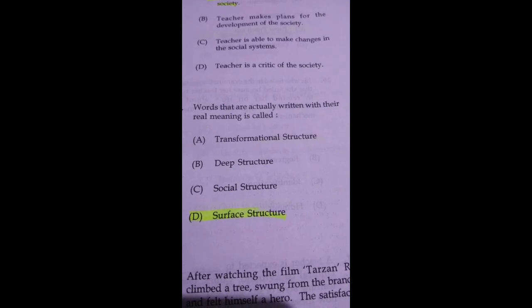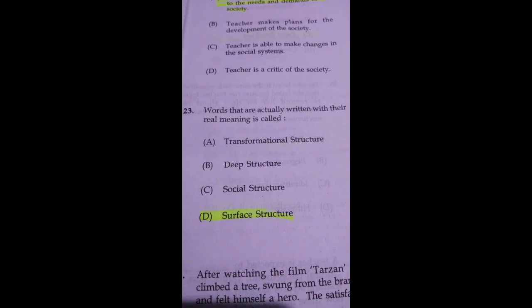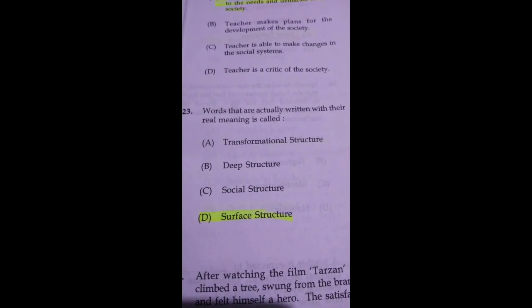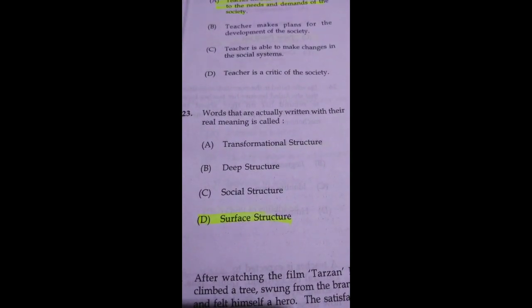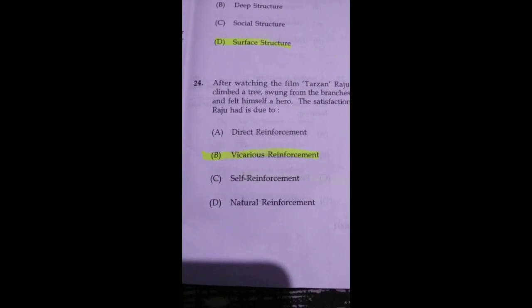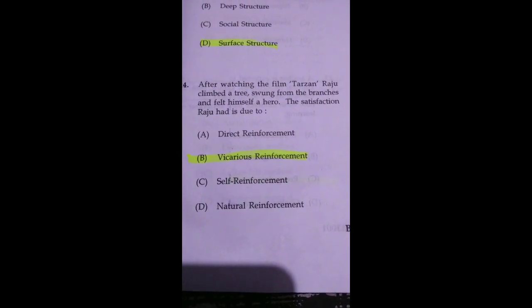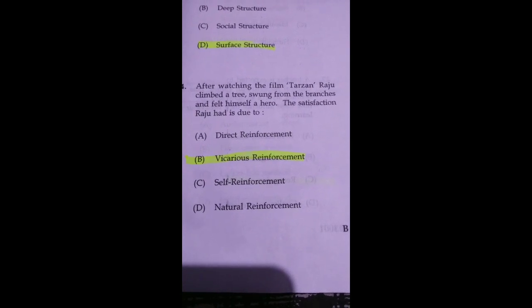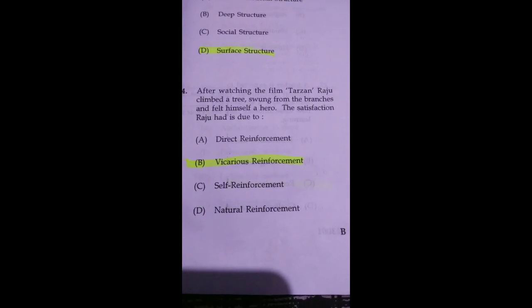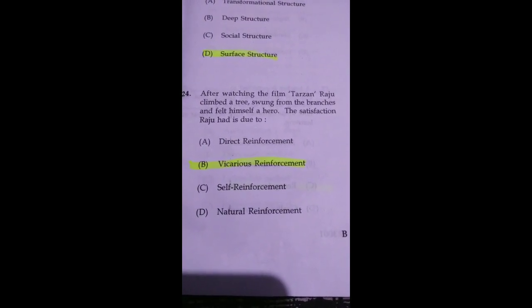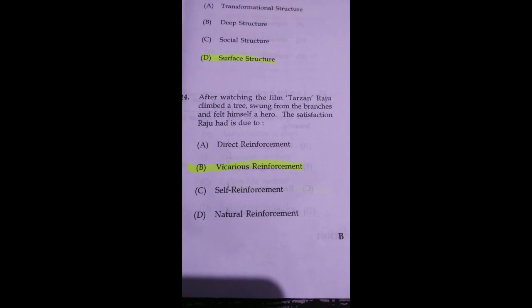Words that are actually written in their real meaning are called transformational structures, deep structures, social structures, and surface structure. Answer is surface structure. After watching the film Tarzan, Raju climbed a tree, swung from branches, and felt himself a hero. Satisfaction Raju had is due to direct reinforcement, vicarious reinforcement, self reinforcement, natural reinforcement. Answer option B, vicarious reinforcement.